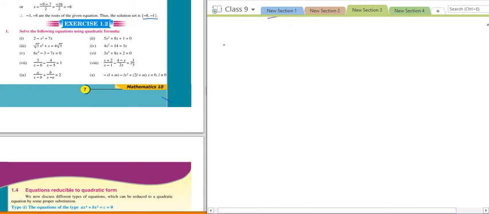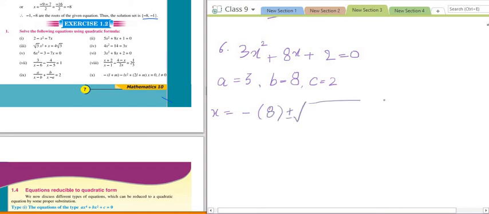Next is 3x square plus 8x plus 2. Okay, here a is 3, b is 8, c is 2. x equals minus b plus minus square root of b square minus 4ac by 2a.